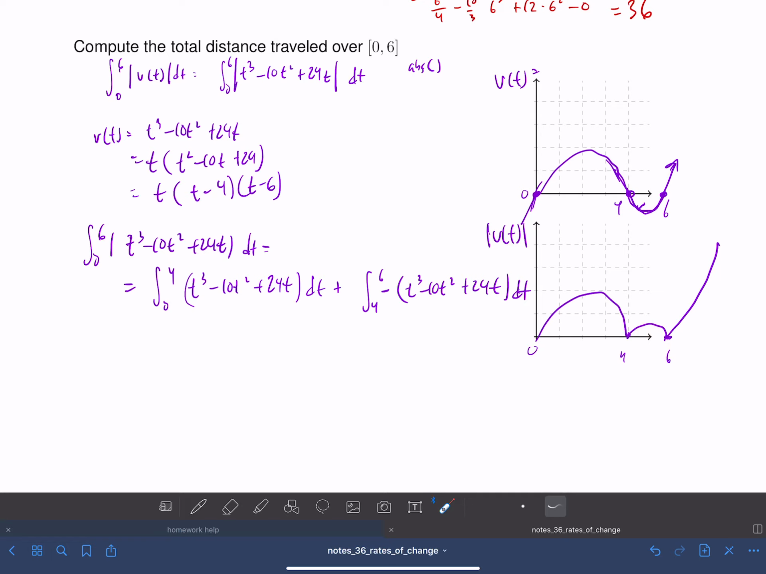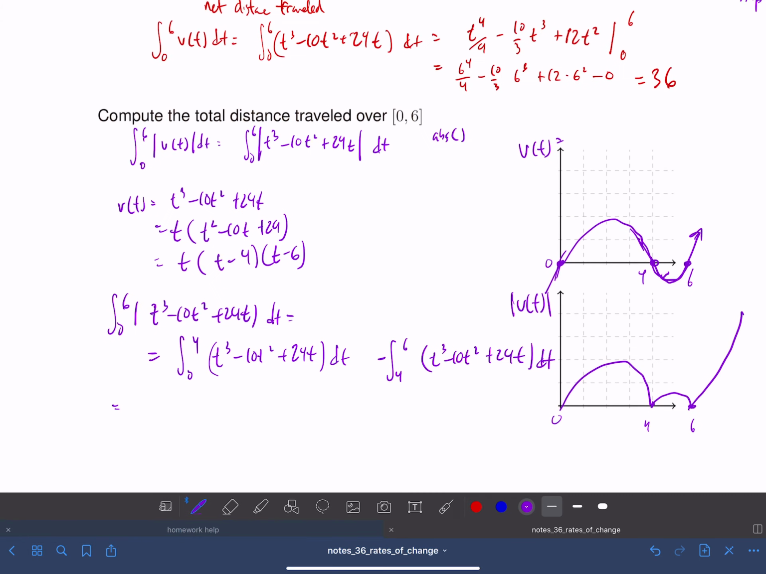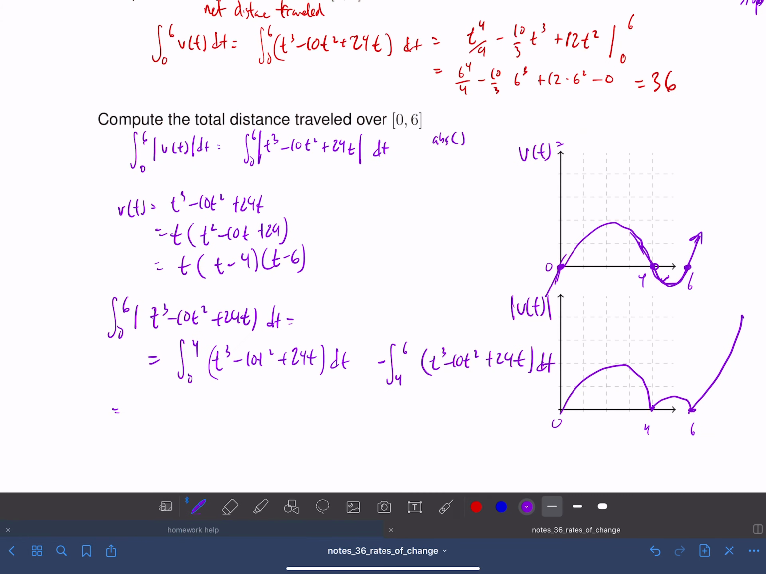Okay. Now, I think I want to pull that minus sign out front. I really like that feature. We've already done this. Seriously, that's my palm. I need to tweak that palm detection setting.